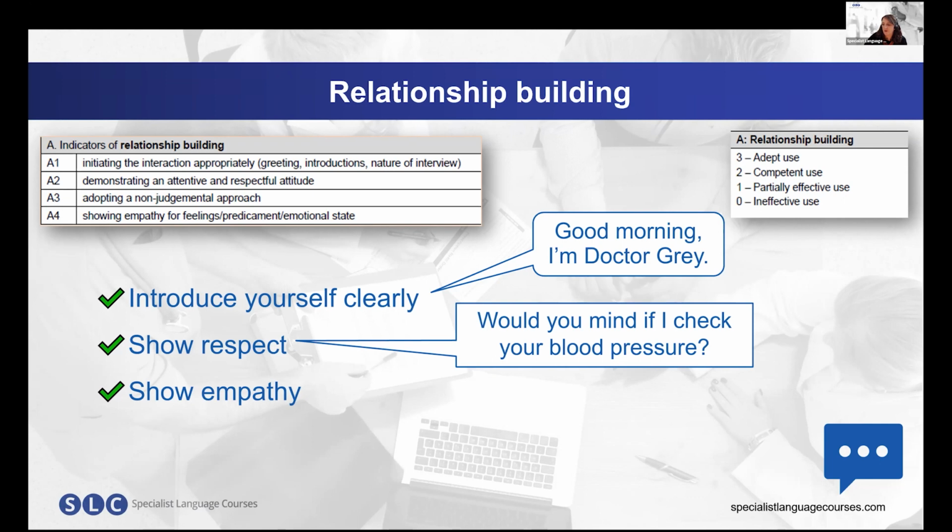Okay, great. So we've got some good empathetic phrases here, showing that you can see the patient's feelings and you can understand what's happening. So we've got, I can understand, I know how you feel, I can understand how you feel. You can have, I can see that this must be difficult.